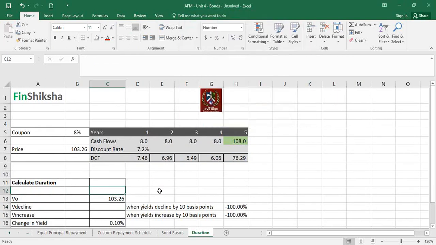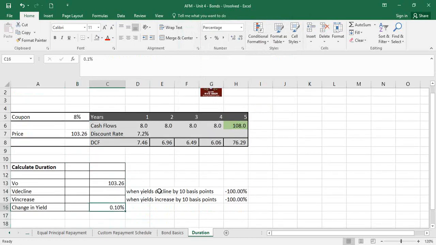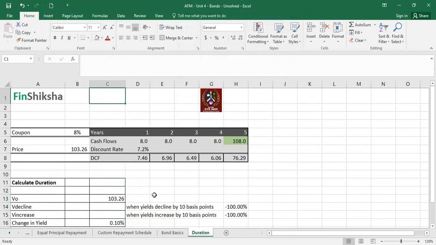Fix it as such. Now what we are going to do is change the yield a little bit. The change in yield is going to be 0.1%. That's what we are going to use as the change in yield, 0.1%, right? So we will first decrease the yield by this much. So we take 7.1%. If I change the yield to 7.1% here in the discount rate, the price goes up to 103.68. So I will put 103.68.